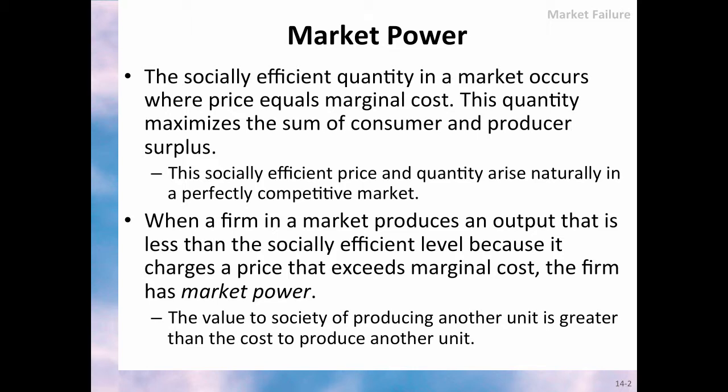Why? Well, remember, the socially efficient amount in a market occurs when the price equals marginal cost. This quantity maximizes the sum of consumer and producer surplus. Equally important, the socially efficient price and quantity arise naturally in a perfectly competitive market when companies have no market power.